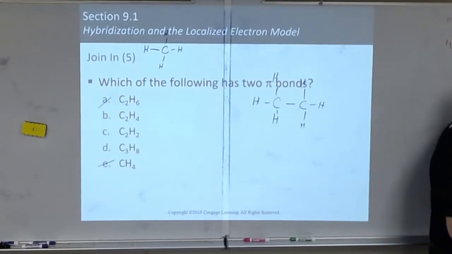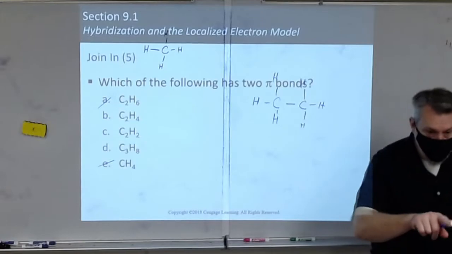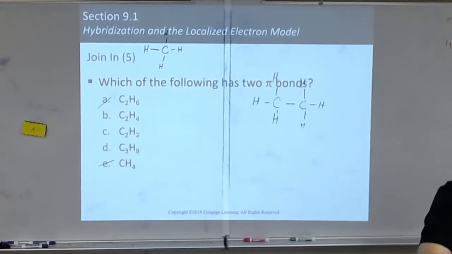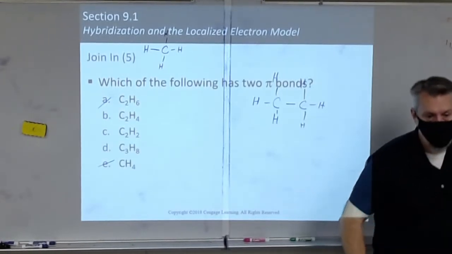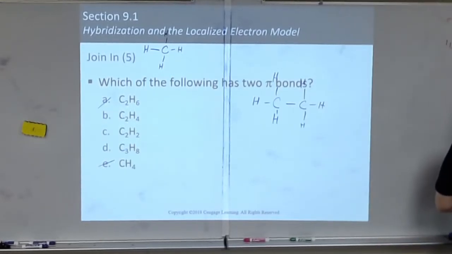Wait, okay. Is sigma bonds? Is that just a... Uh-huh. But remember, double bonds and triple bonds also count because one of those is a sigma. All of them? All of them. Oh, I'm not counting that. All right.